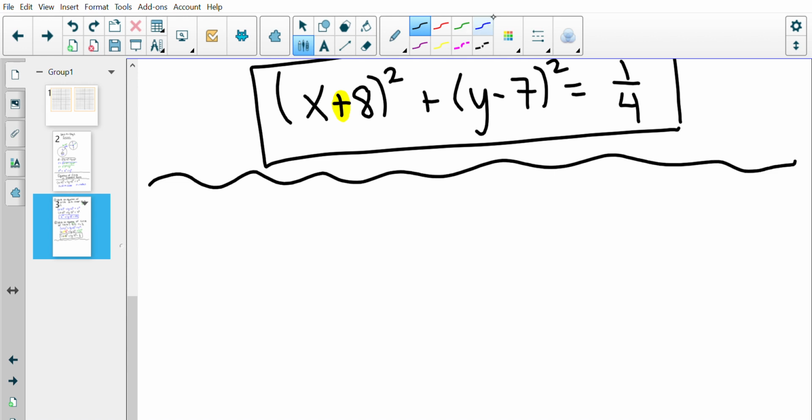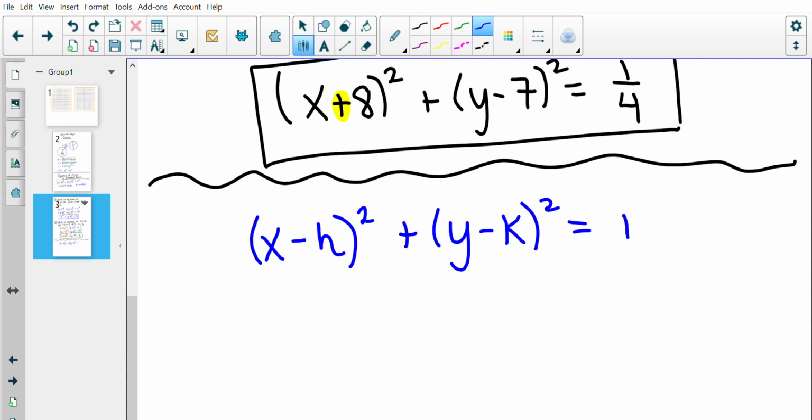Okay, before we do the next problem, let's talk a little bit more about the equation of a circle. So we should be pretty good. The difference of x and h squared plus the difference of y and k squared, that's going to equal the radius squared. Now we know h and k represents the center. We know r represents the radius.